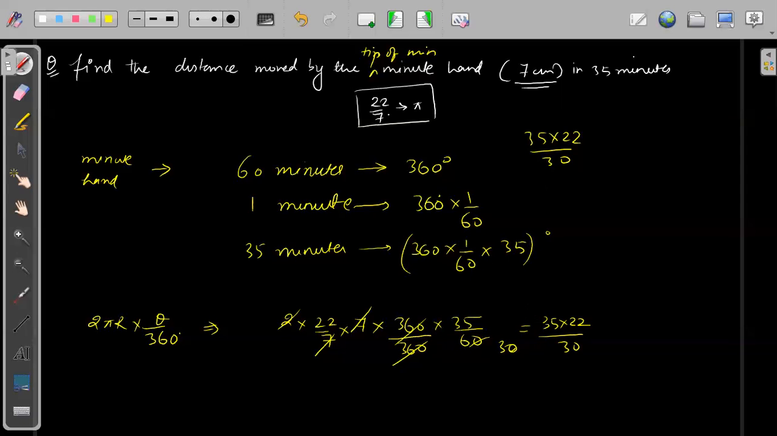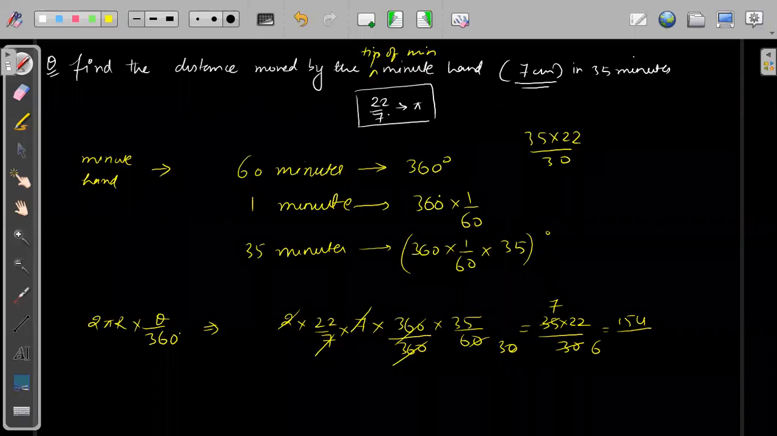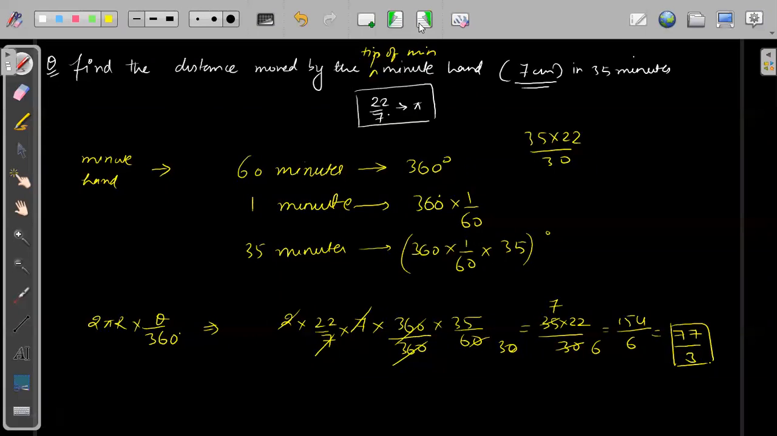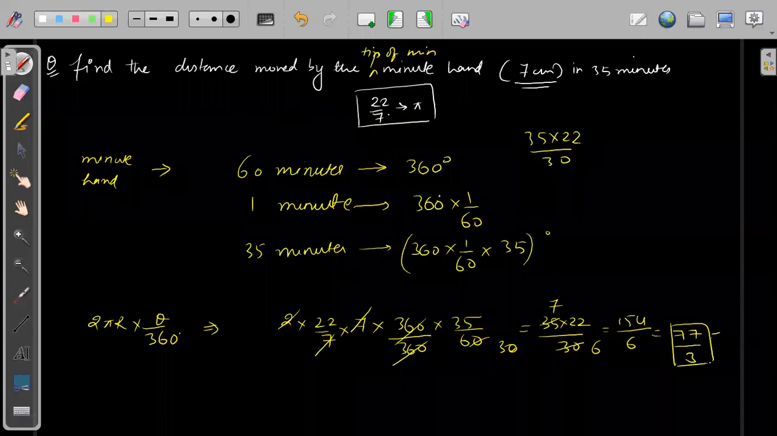So you can check. 7 fives are 35, 7 twos are 14, so 154 divided by 6, or 77 by 3. Yes, correct. Everybody understood? Fine. Just check this one also. Everybody understood? Yes, very good. You can leave it in this form only, or you can get 25.67, anything like that. Any answer is correct, right?